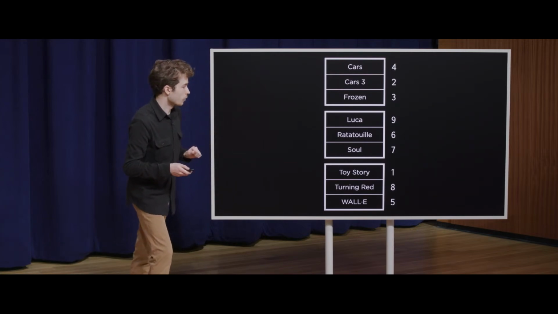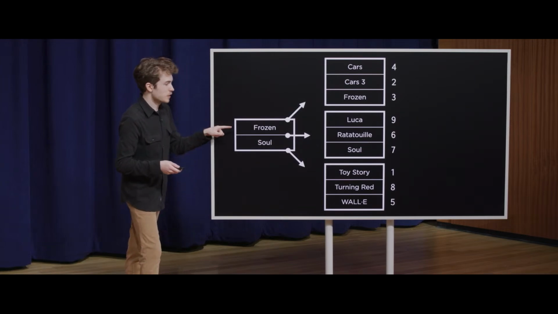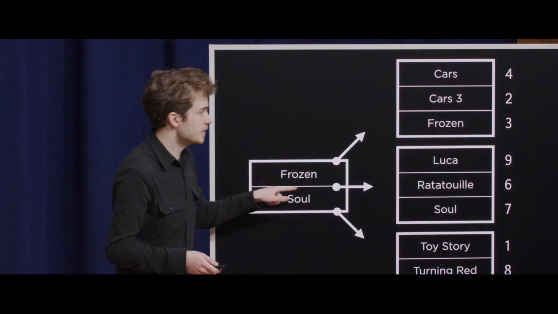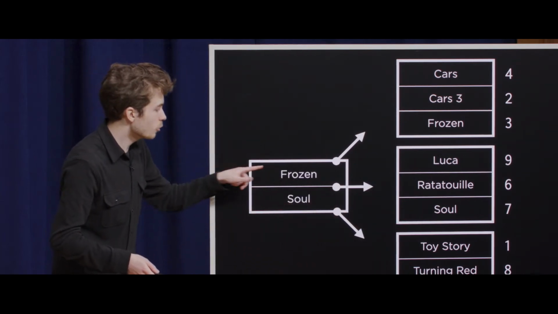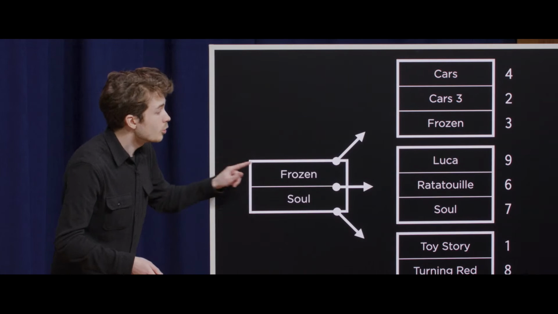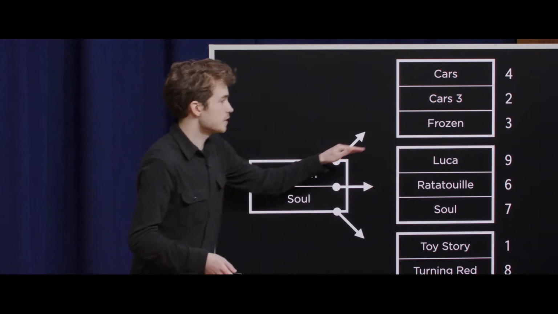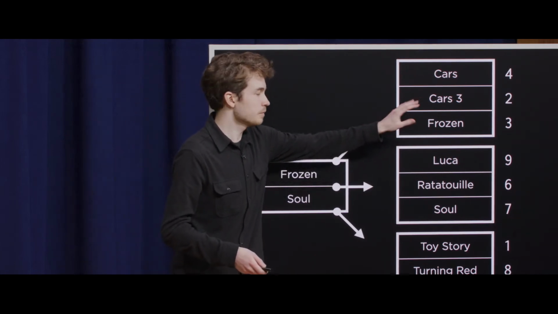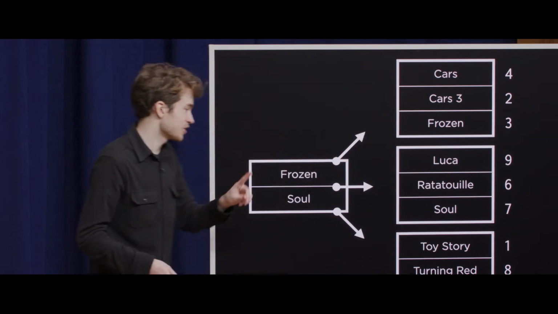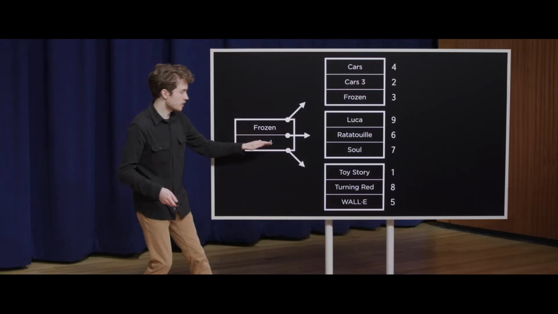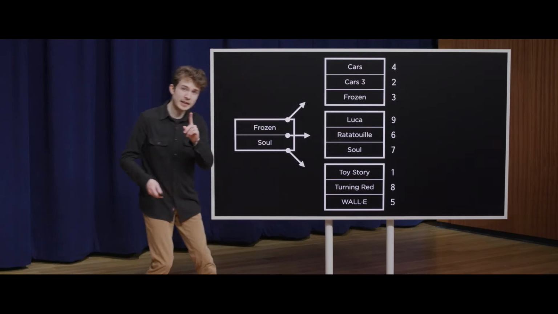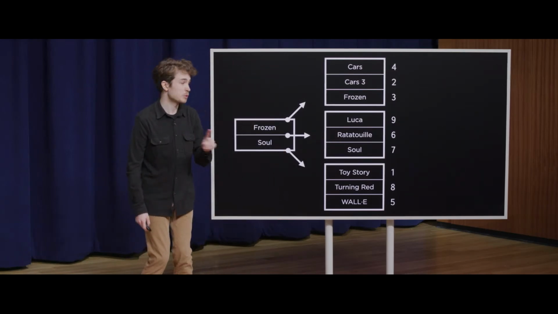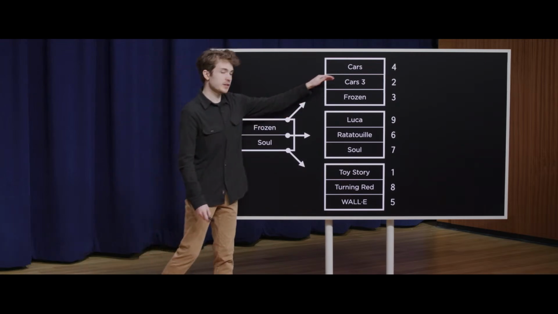I might have one more over here that tells me what kind of data is in each of these nodes. Maybe I have one here that has both Frozen and Soul. Notice how here, Frozen is the furthest down alphabetically in this node up here. And notice down below here, Soul is the furthest down alphabetically in this node here. That is, if what I'm looking for comes before Frozen, I should look at this node.